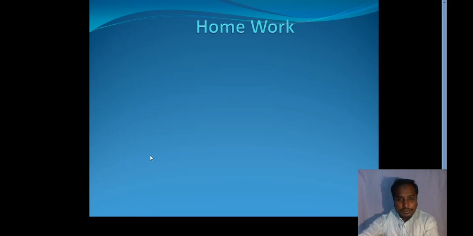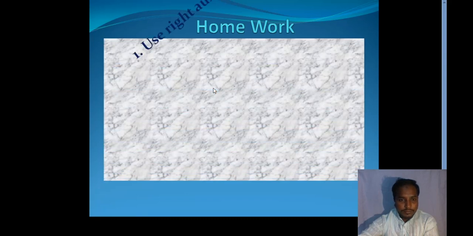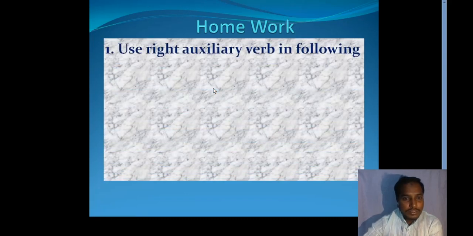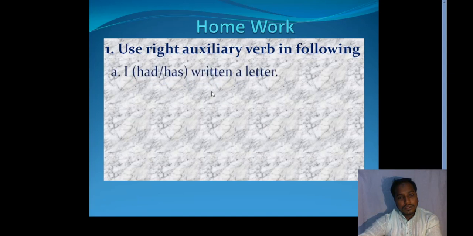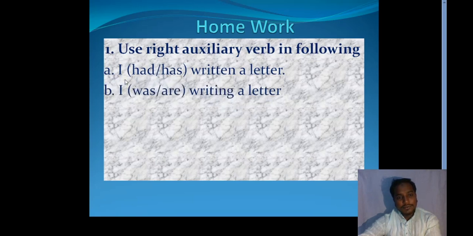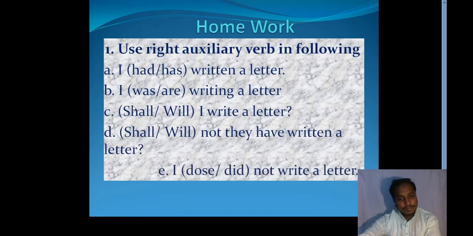Students, we learned the 12 tenses' auxiliary verbs. Your homework is to use the right auxiliary verb in the following: I had or has written a letter, which is right. You do this sentence correctly at your home.